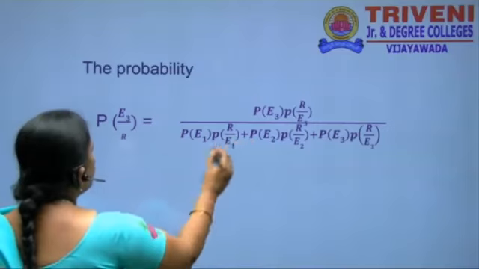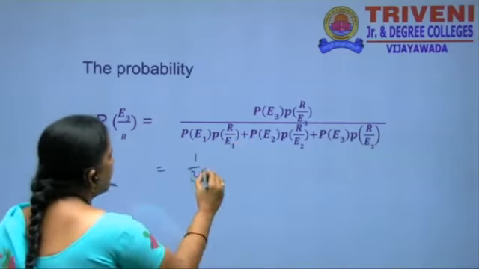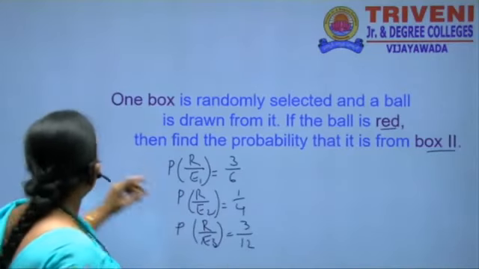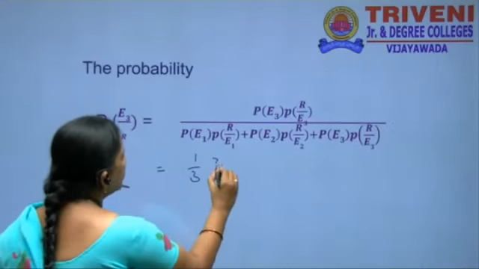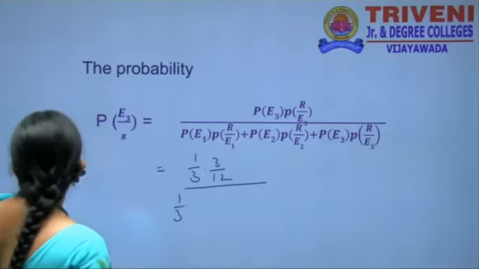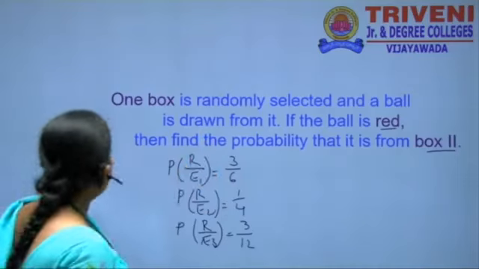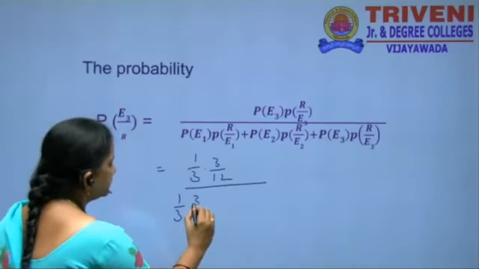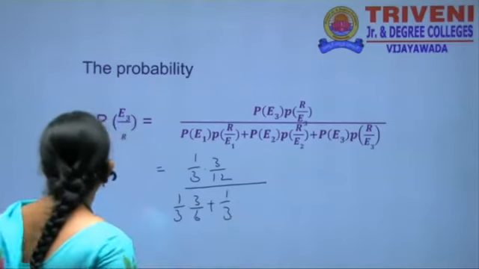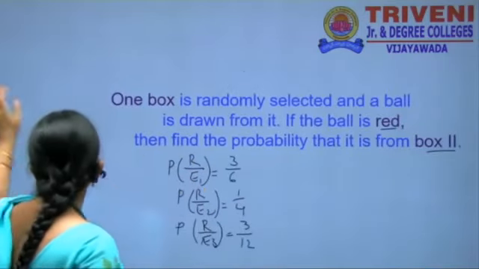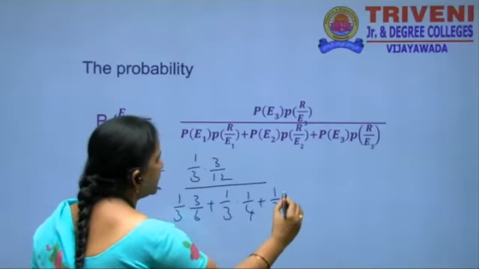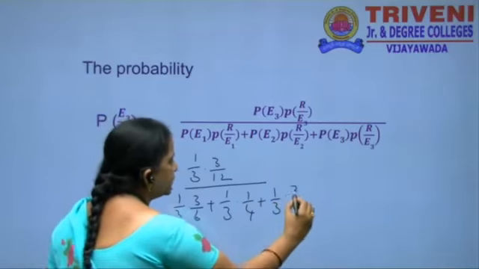That is P(E3). P(E3) is nothing but 1 by 3, and P(R|E3) is 3 by 12. Here we have to substitute 3 by 12. Again P(E1) is 1 by 3 and P(R|E1) is 3 by 6, plus P(E2) is 1 by 3 and P(R|E2) is 1 by 4, plus P(E3) 1 by 3 and P(R|E3) is 3 by 12.